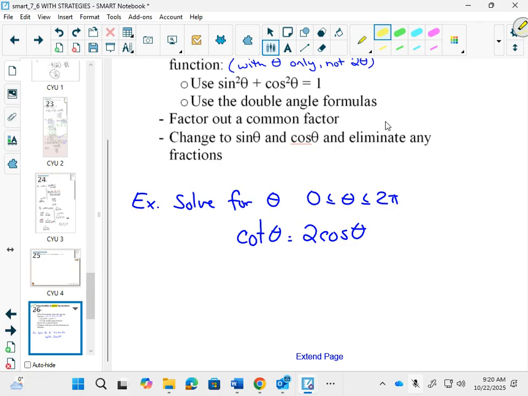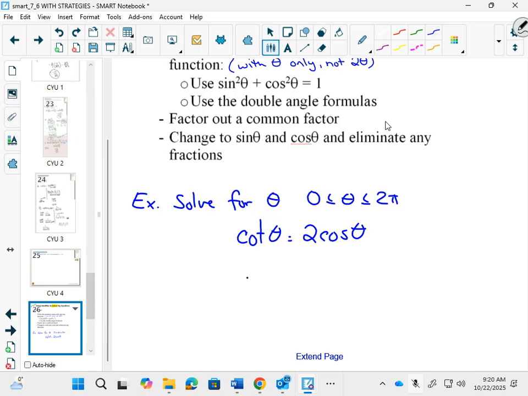So question 1. We're solving for theta. We have a cotangent theta and a 2 cos theta. Can we get just one single trig function? Is there a way to change cotangent to just cos? No. You can change cotangent to cos over sine. So I'm going to use the third strategy. I'm going to change to sine and cos, eliminate fractions, and see what happens.